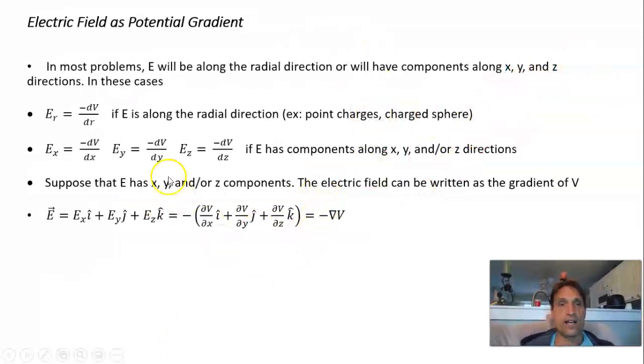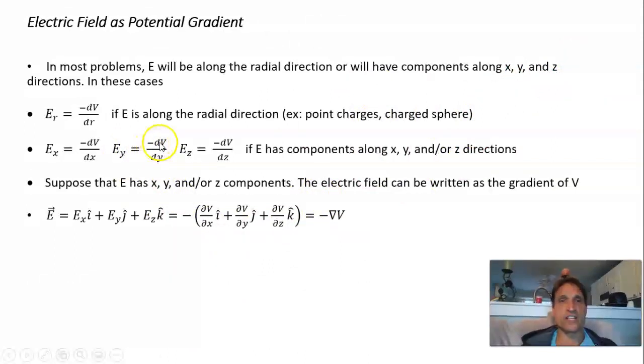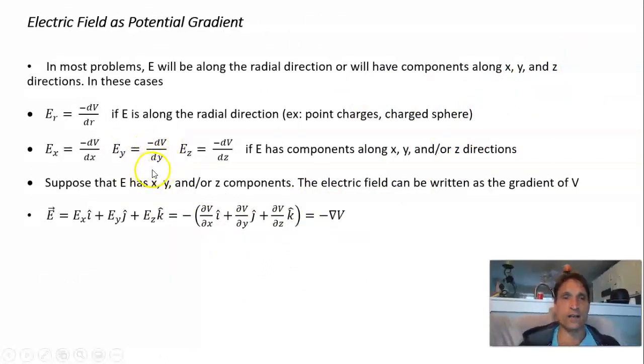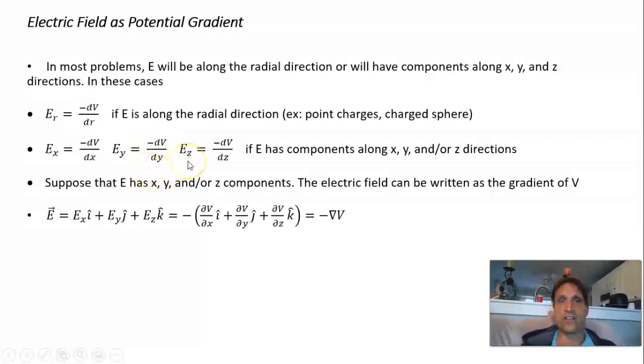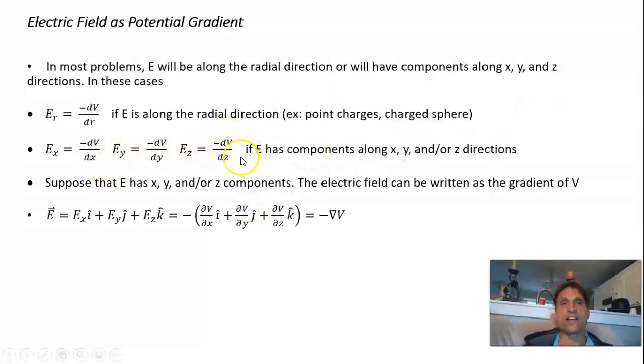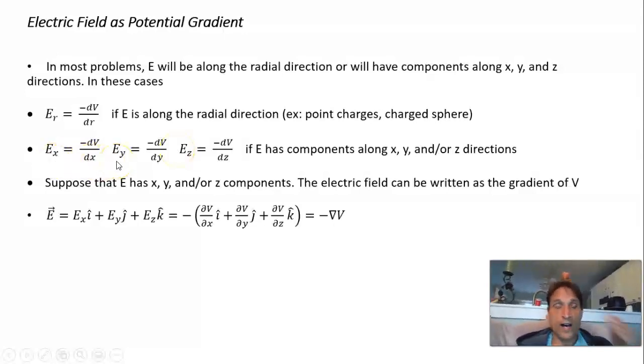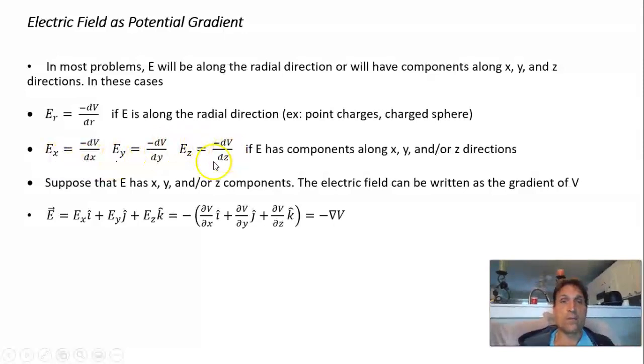E could have a Y component, which is negative dV/dy, and E could have a Z component, which is negative dV/dz. So if we know how the voltage changes in any of these three directions, X, Y, or Z, we can get that component of the electric field. And in general, E could have all three components: an X component, a Y component, or a Z component.